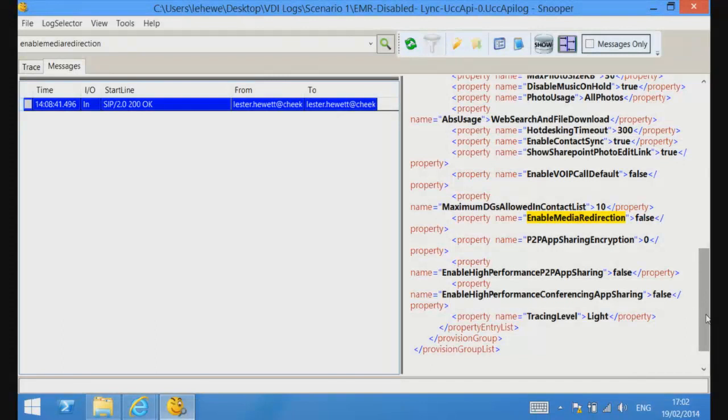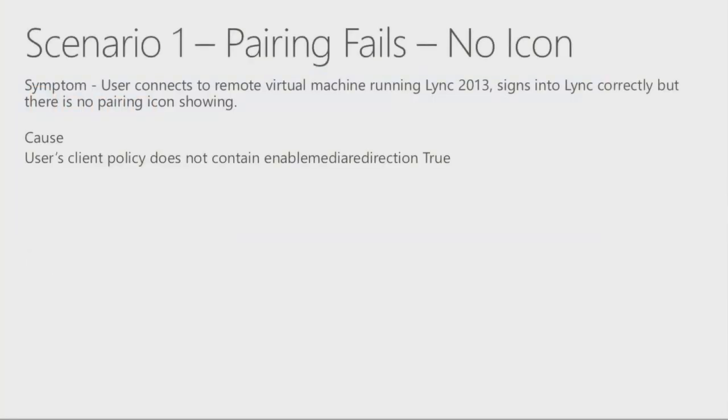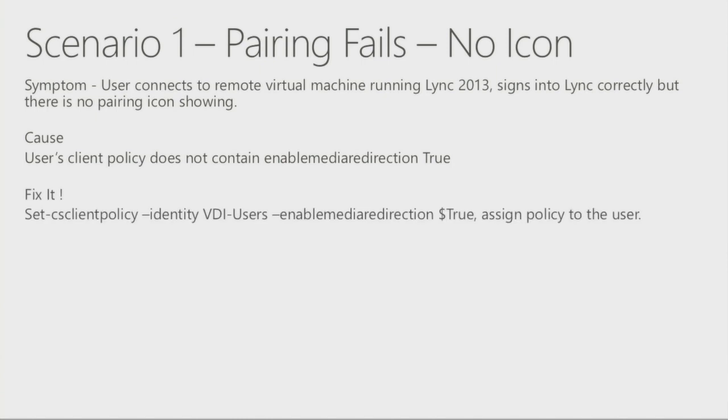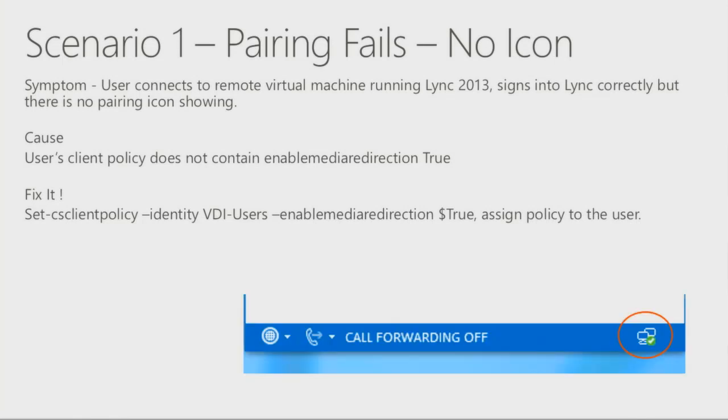So how do we go around and fix this? Because it'd be nice to fix it rather than just giving you a problem. It's a simple fix this one. I'm going back into my Lync machine. I've realized that the client policy that is applied to my user doesn't have that setting, enable media redirection, being true. So I go find my VDI users client policy, run this bit of PowerShell, there we go, and then I've effectively fixed it. And then, yay, I get a nice green icon next time the guy signs in.